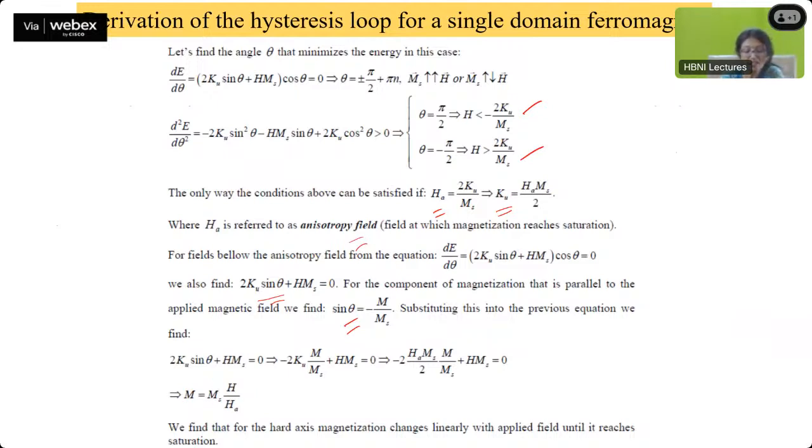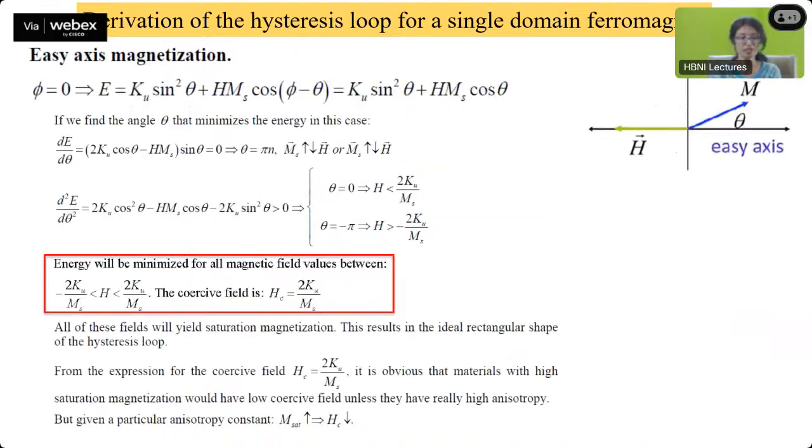So for a hard axis magnetization, it will change linearly with the applied field until it reaches saturation. So you derived that when hard axis magnetization is taking place and you apply the field, it changes linearly with the applied field until it reaches the saturation point. Whereas when you are doing an easy axis magnetization, in this case the phi value is 0 because it is along the easy axis. So when you put phi equal to 0, this is how your equation is going to look.